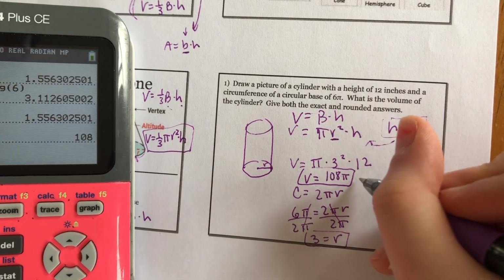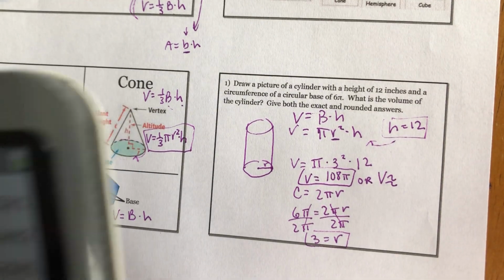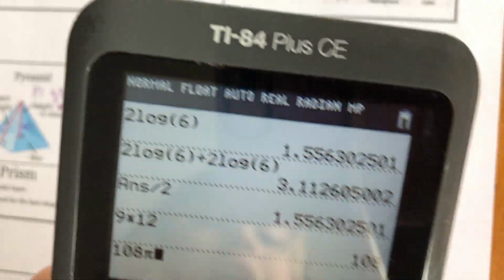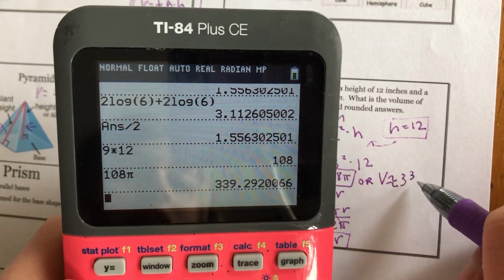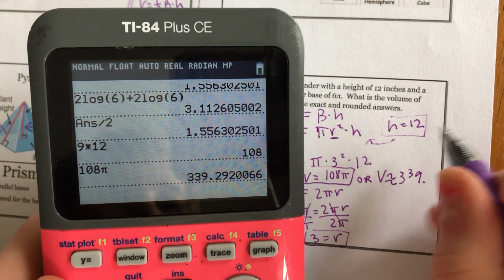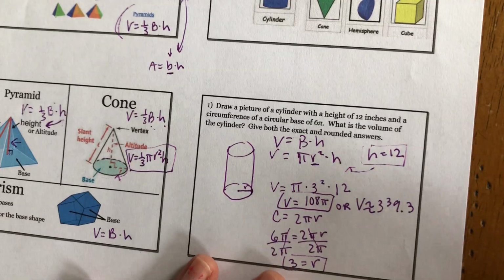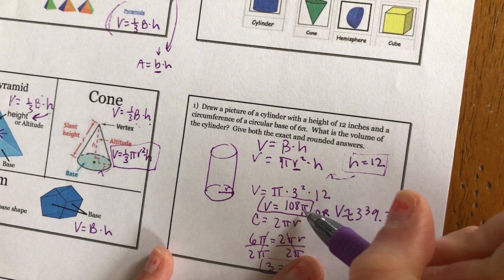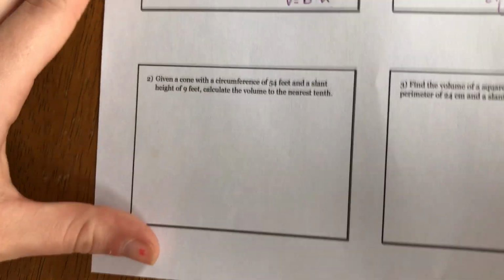If we want the rounded answer, volume is approximately, and we just plug 108 pi into our calculator, and that gives us approximately 339.3. And when we're talking about volume, we're talking about units to the 3rd power. So inches cubed. Cool, let's move on to the next problem.